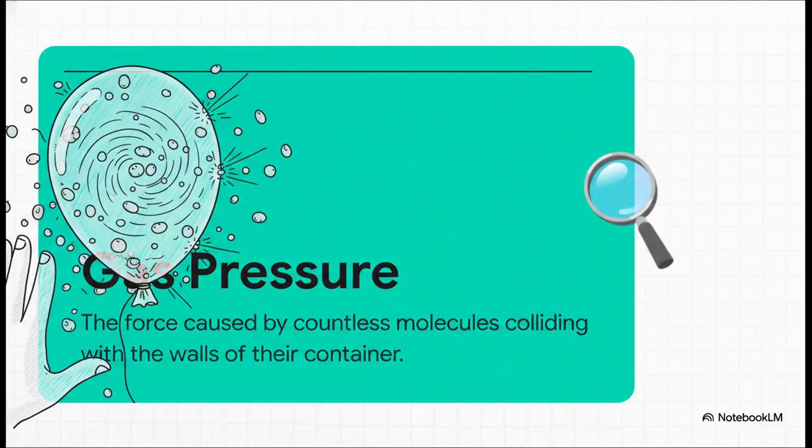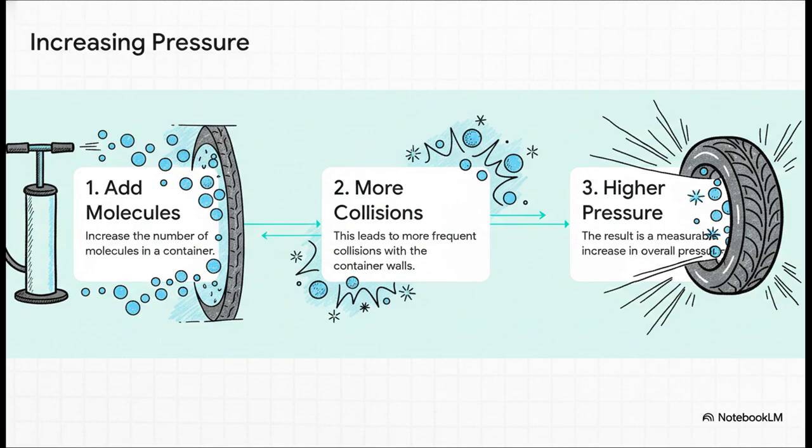That's what gas pressure is. It's just the grand total of all those tiny, tiny collisions. So how do you pump up that pressure? It's actually super simple. Just think about pumping up a bike tire. With every single pump, you're just cramming more and more air molecules into the exact same space. More molecules means more collisions with the inside of the tire, and boom, the pressure goes up.